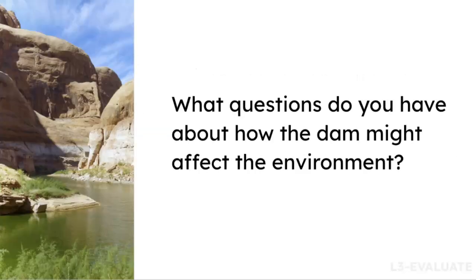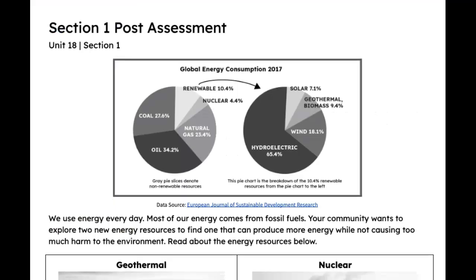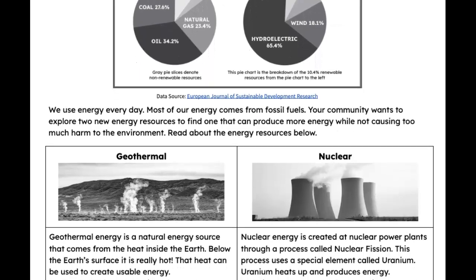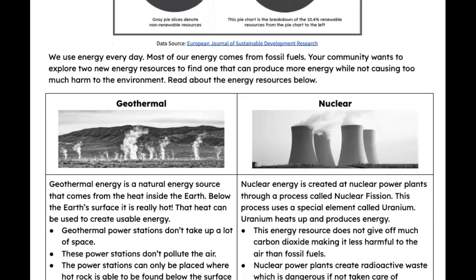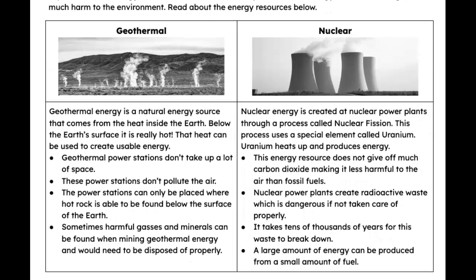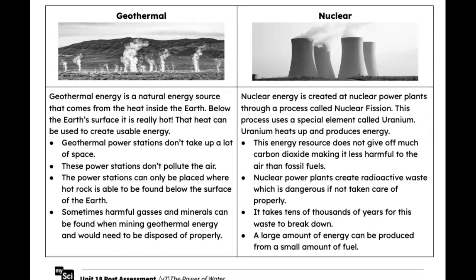To close out Section 1, you'll ask students how they think the dam affects the environment and what questions they may have. Have students complete the Section 1 summative assessment. This assessment includes an article. It is best to print this separately so students can reference it as they answer questions 1 through 3.